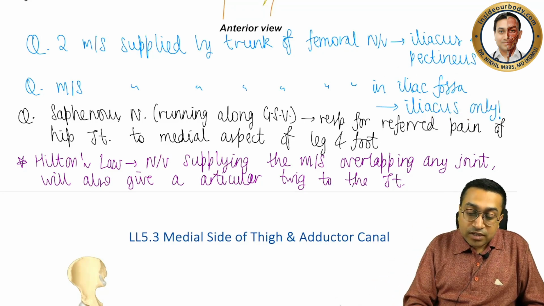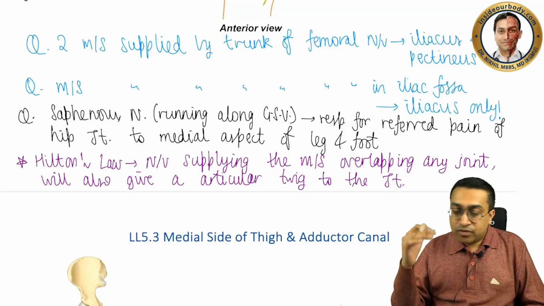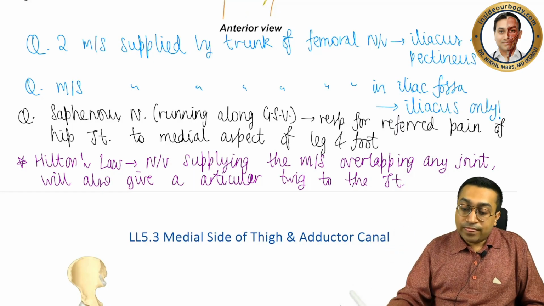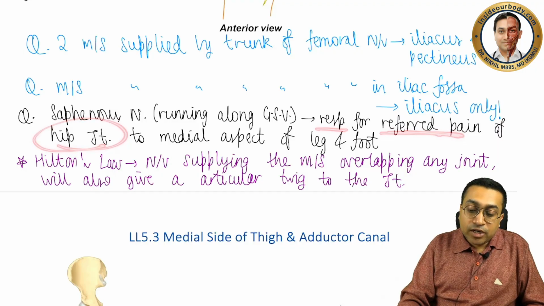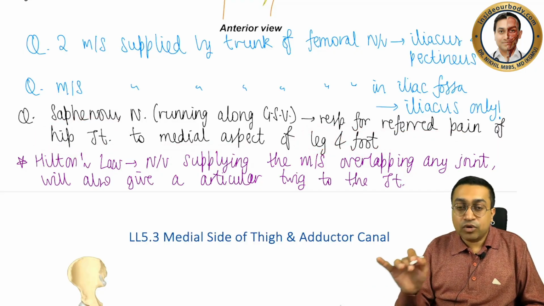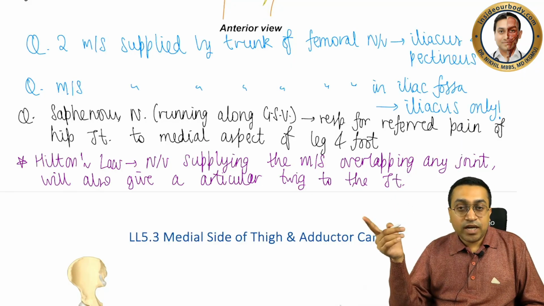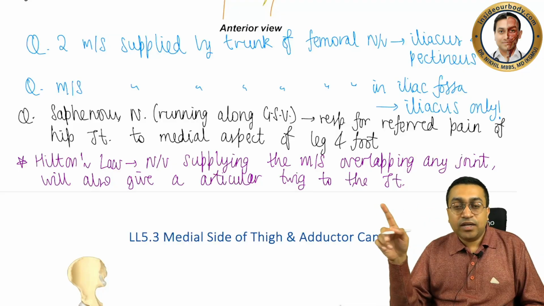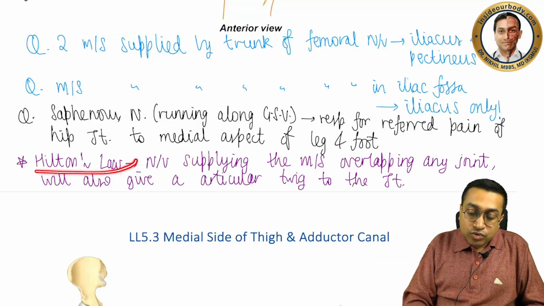Also, another thing: the saphenous nerve which we saw is also running along the great saphenous vein. We will discuss the venous drainage of the lower limb. That is responsible for the referred pain of the hip joint to the medial aspect of the leg and foot. Why leg and foot? Because of the saphenous nerve supply. Not the medial side of the thigh, because that is supplied by the MCNT, the medial cutaneous nerve of thigh.